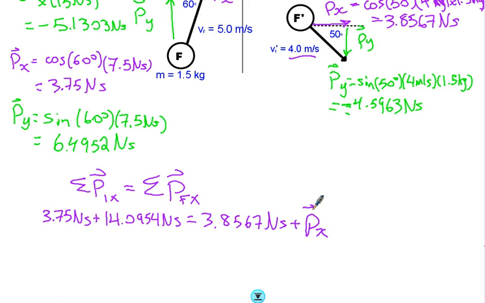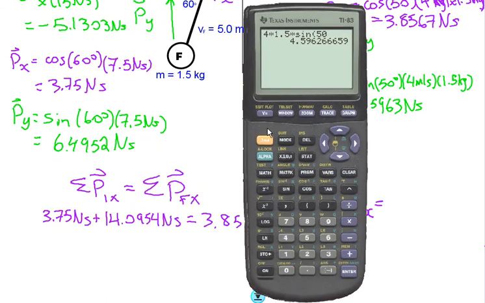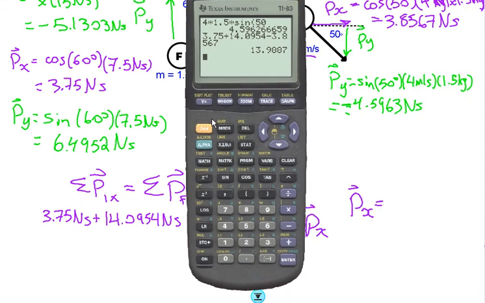And I can go through and solve for that now, just by doing some basic algebra here. So it's roughly 13.9887.